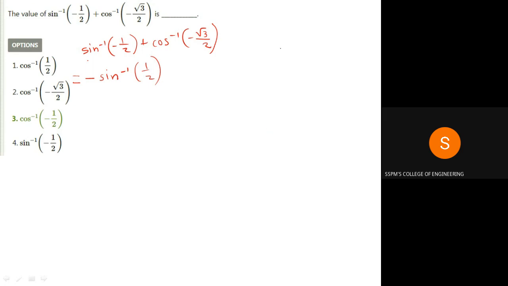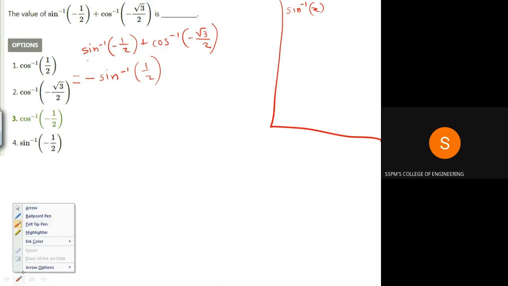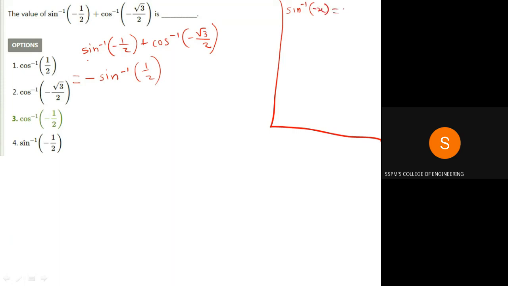So you should remember, I will write the needed formulas in the top right corner. What is sine inverse of minus x? Sine inverse of minus x is equal to minus sine inverse x. That is the property we have used here. The sine inverse of minus half is equal to minus sine inverse half.